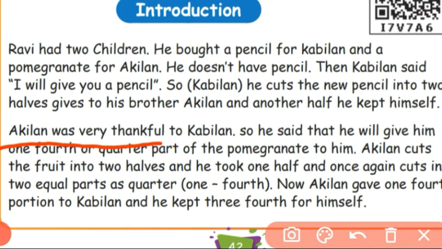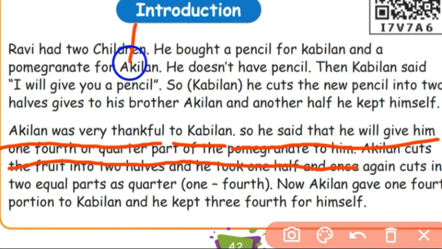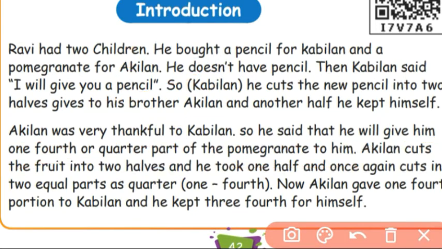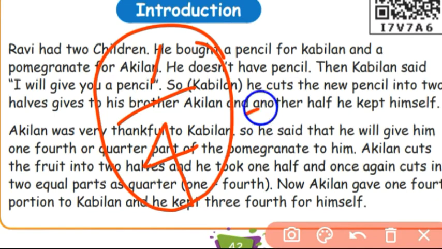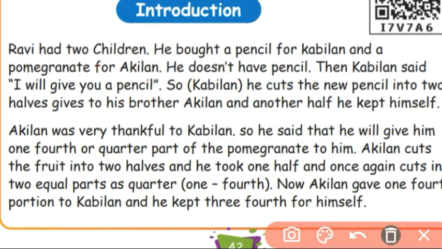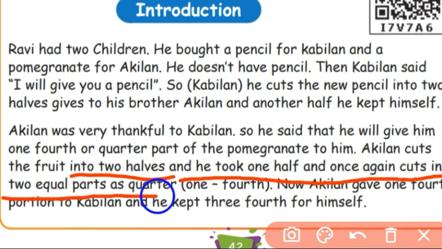Agilan was very thankful to Kabilan. So he said that he will give him 1/4 or quarter part of the pomegranate. 1/4 means 1 by 4. That is quarter. Agilan cuts the fruit into 2 halves and takes 1 half, and once again he cuts it into 2 equal parts as quarter.